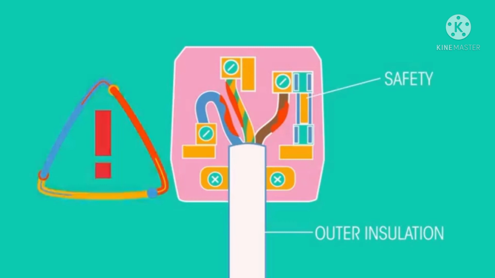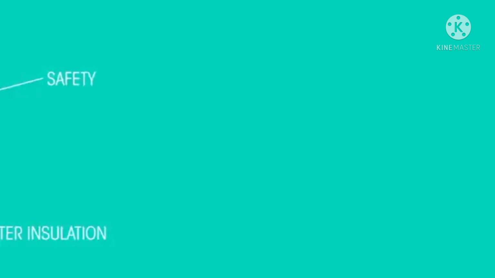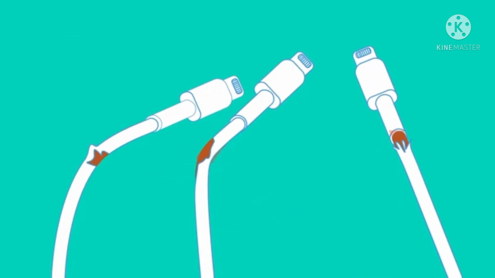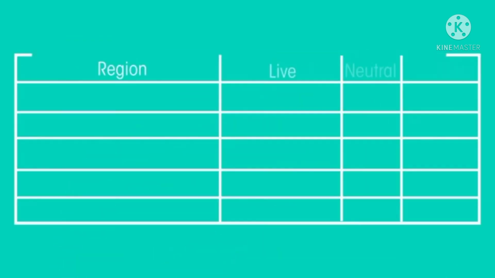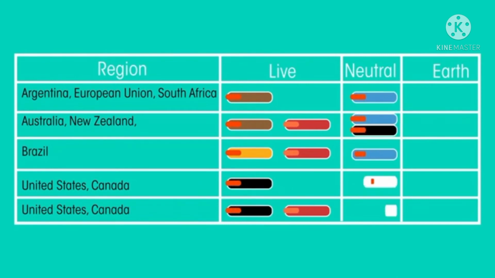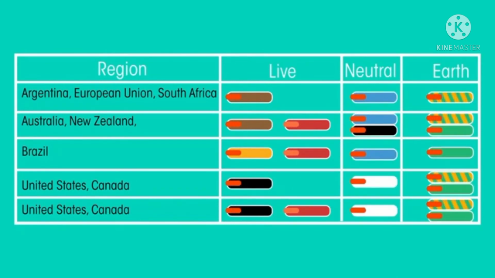If there is a break in the plastic or it is damaged, anyone who comes in contact with the wire inside will get an electric shock. In case your phone charger has a cut, then replace it for safety. Different countries have slightly different color combinations for this wire, but they are pretty much the same.